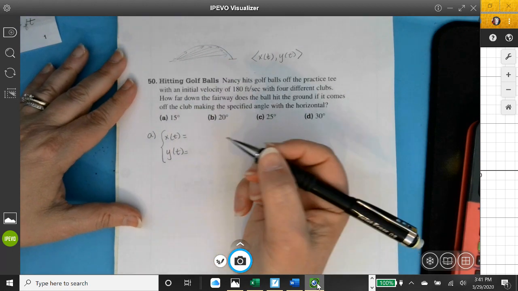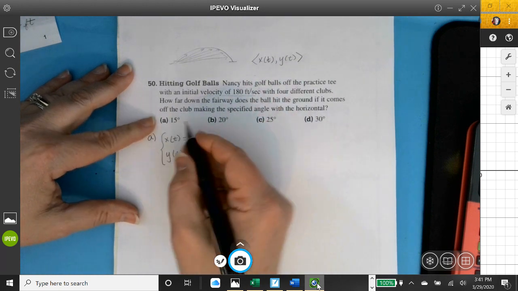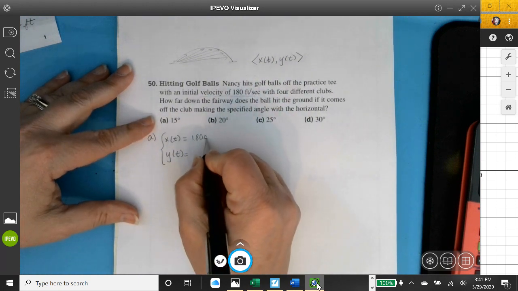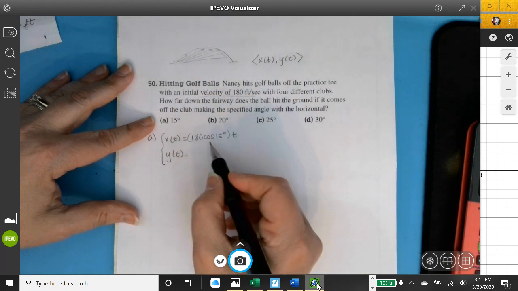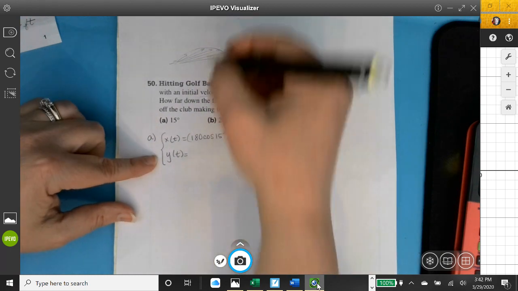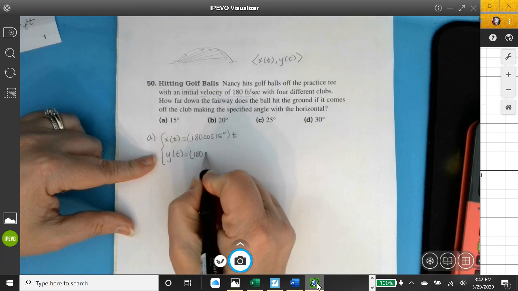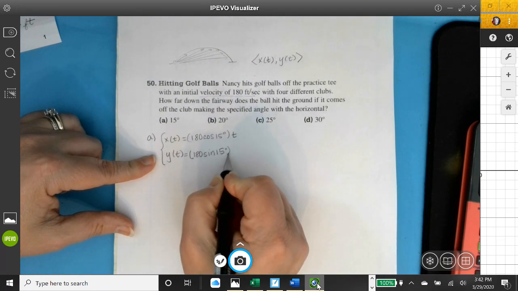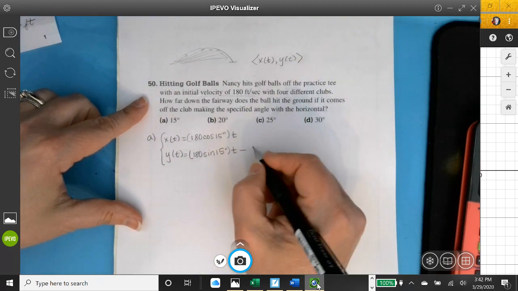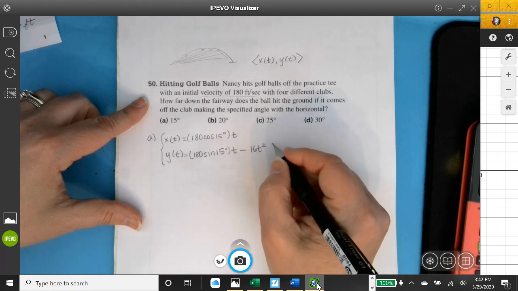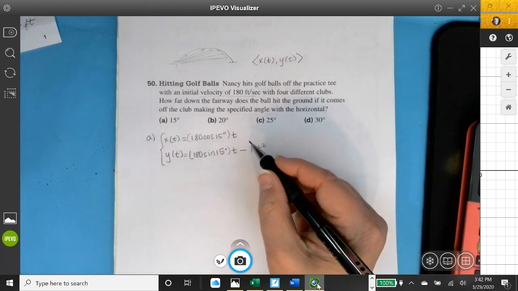So let's do that. I'm going to take the magnitude of the velocity, which they're telling us right here, times the cosine of the angle. So it's going to be 180 times the cosine of 15 degrees times t. And that's going to be the horizontal distance. It's rate times time. The vertical distance, however, has not only this velocity component, which would be 180 times the sine of 15 degrees times t, minus, now it's got the acceleration due to gravity pulling down on it. So it's going to be 16t squared. Now, my original height we said was 0, so I'm not going to add a 0. So that's my parametric equations.